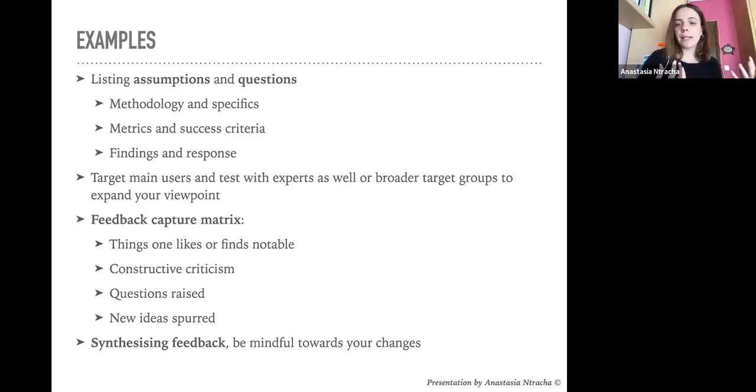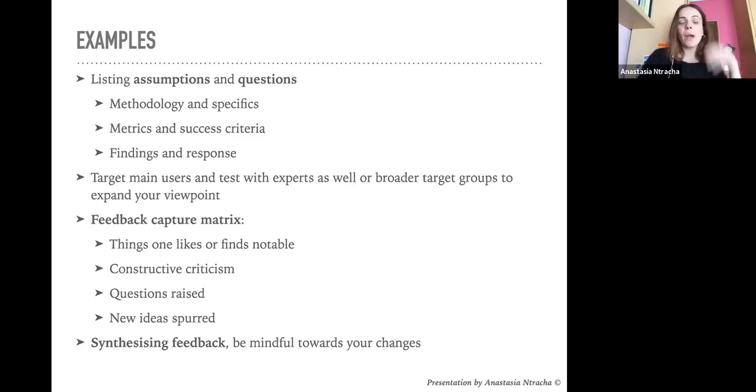During the testing, it's great to target your main users and interact with them. For us, we did our main testing with parents, but we also tested our product with doctors, with people working at baby care facilities, and caretakers, because when you get the broader target groups or the expert groups, you can expand your viewpoint and have a more holistic perception of how your product actually fits in.